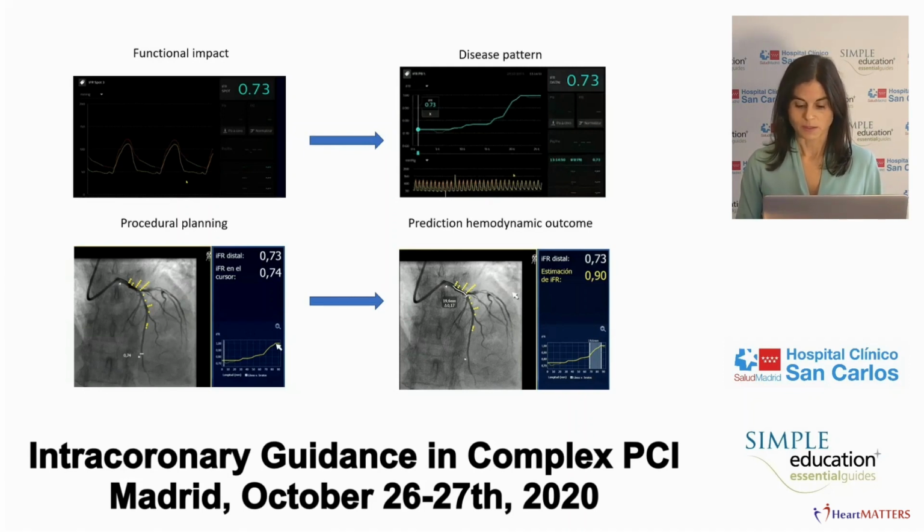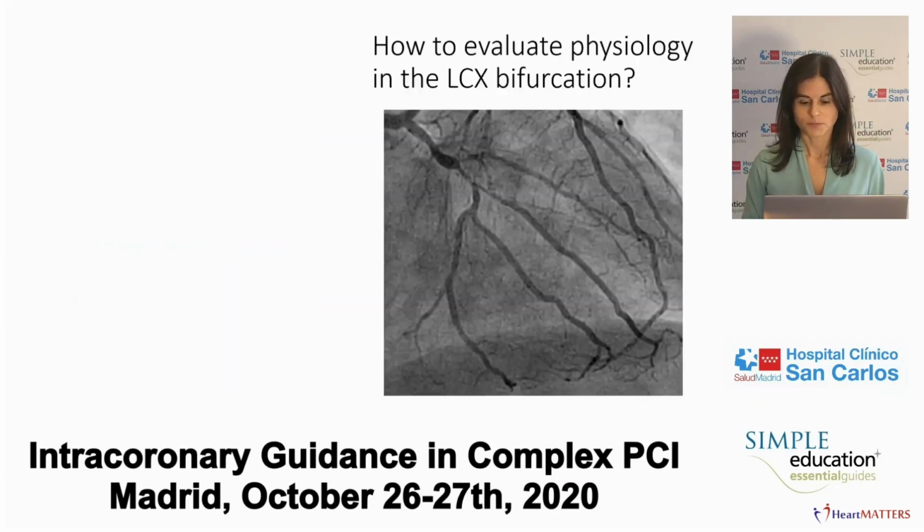To which one would you put your pressure wire? Which one would you evaluate? Which one do you think is the most relevant? Also thinking on the anatomy of the bifurcation, which vessel would you like to stent if needed? Yeah, that's very nice.